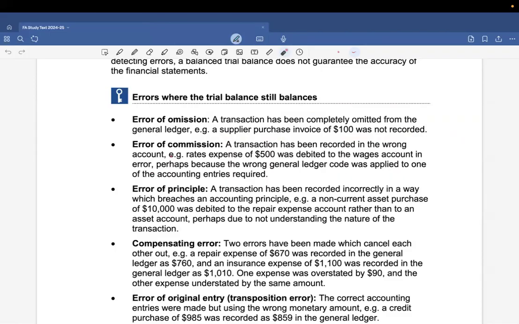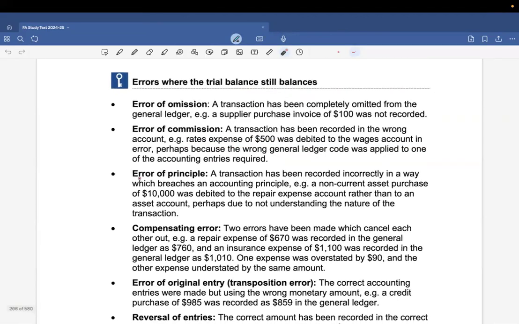Error of commission happens when you take something to the wrong account. Clear? Okay, the example here is that the rent expense of 500 was actually taken into the wages account. Clear? Both are expenses. Rent is an expense, wages is also an expense, but you took the rent expense into the wages account. Clear? Next is error of principle.